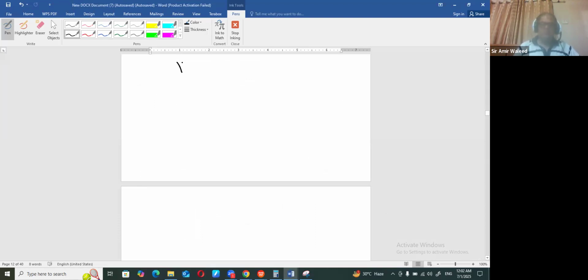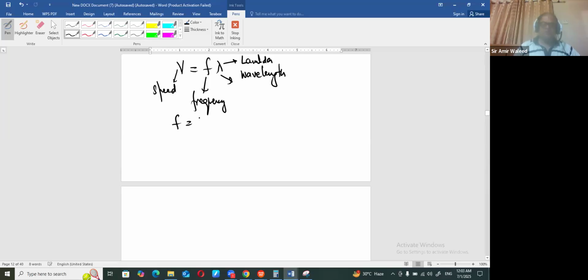There is a formula we have, v is equal to frequency times lambda. That is a relationship between speed of the wave, frequency of the wave, and wavelength, which is represented by lambda. For example, if frequency is given as 50, then what is the velocity or speed of the wave? It will be 50 multiplied by 10, which is equal to 500 meters per second.